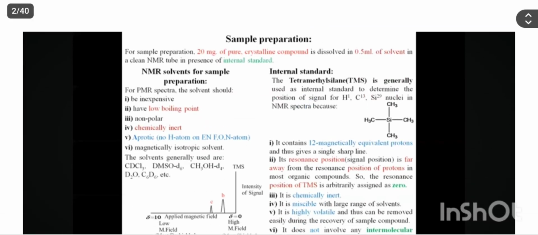Sample preparation. For sample preparation, 20 mg of pure crystalline compound is dissolved in 0.5 ml solvent in a clean NMR tube in the presence of internal standard.